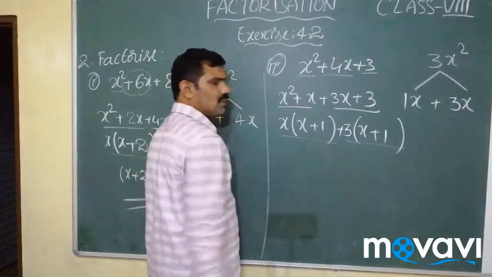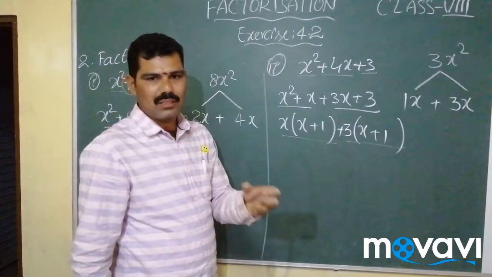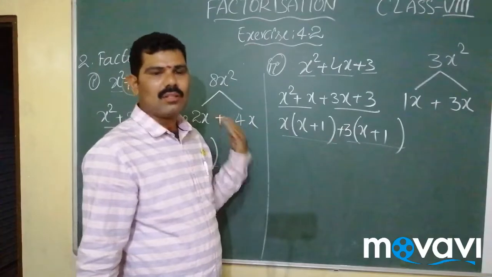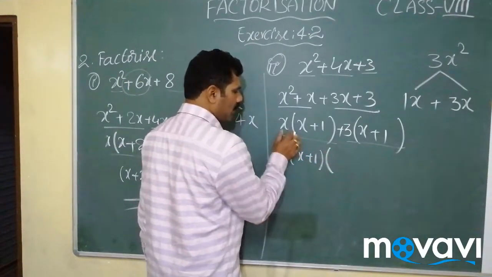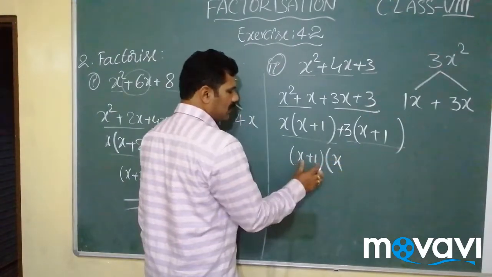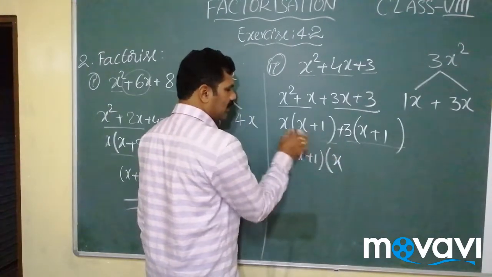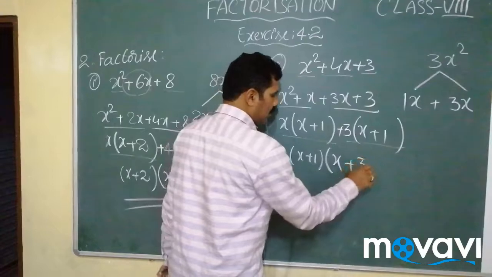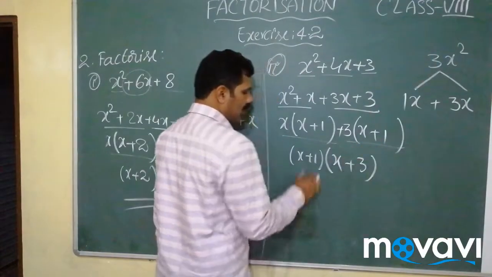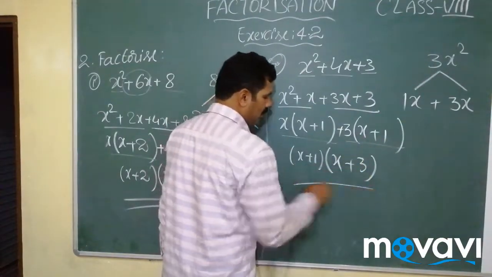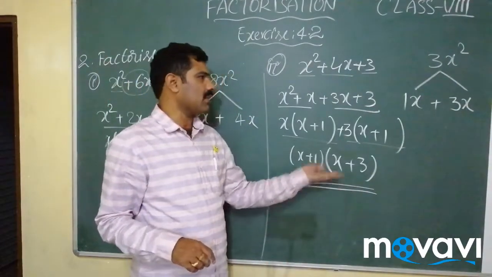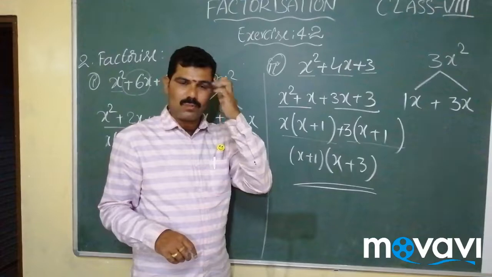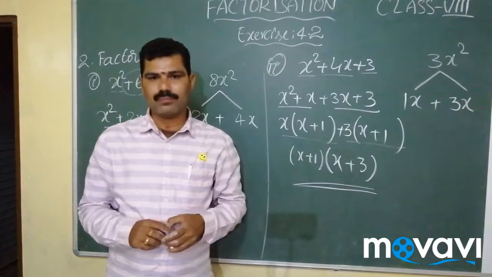Now in these 2 terms x plus 1 is the common factor, so I am going to take x plus 1 aside. So if I take x plus 1 aside, then surely I will be getting here 1, that is x plus 1 into x. Again here 3, 3 into x plus 1, both are one and the same. This is the procedure to factorize the given expression x square plus 4x plus 3.